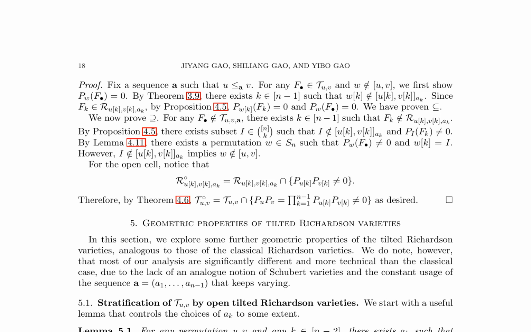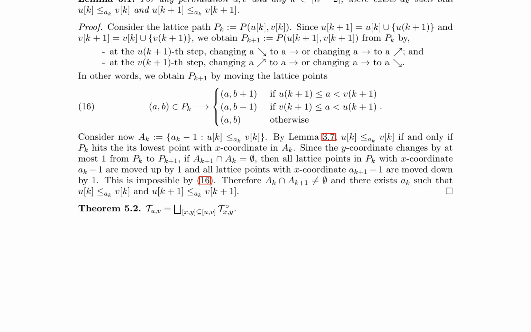The authors then present a theorem that defines the tilted Richardson variety as the intersection of two sets, one based on permutations and the other on the vanishing of Plücker coordinates. The paper concludes by exploring geometric properties of the tilted Richardson varieties, including their stratification by open tilted Richardson varieties. The authors provide several lemmas and theorems to support these claims, demonstrating a deep understanding of the mathematical concepts involved.